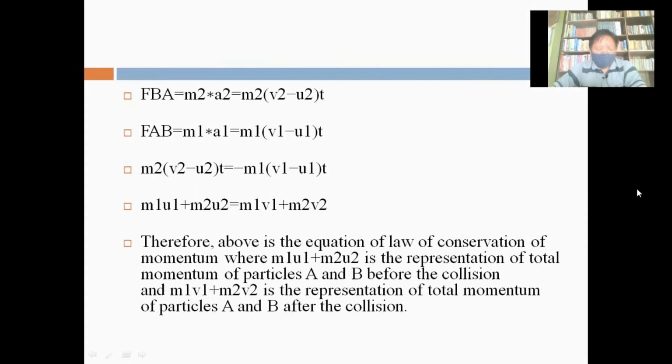So from these two formulas, we can derive that m2 (v2 minus u2) by t is equal to minus m1 (v1 minus u1) by t. Here there is a negative sign since the forces are in opposite directions. So from this we can derive that m1 u1 plus m2 u2 is equal to m1 v1 plus m2 v2. That is, the final momentum of the system equals the initial momentum of the system. Thus, momentum is conserved. Let me give you one example for this conservation of momentum.